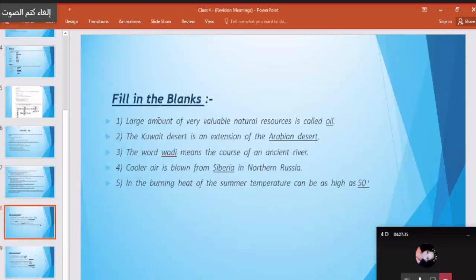Now fill in the blanks. A large amount of very valuable natural resources is called? Yes, my dear, mute your mic. Oil. Second one, the Kuwait Desert is an extension of the Arabian Desert.